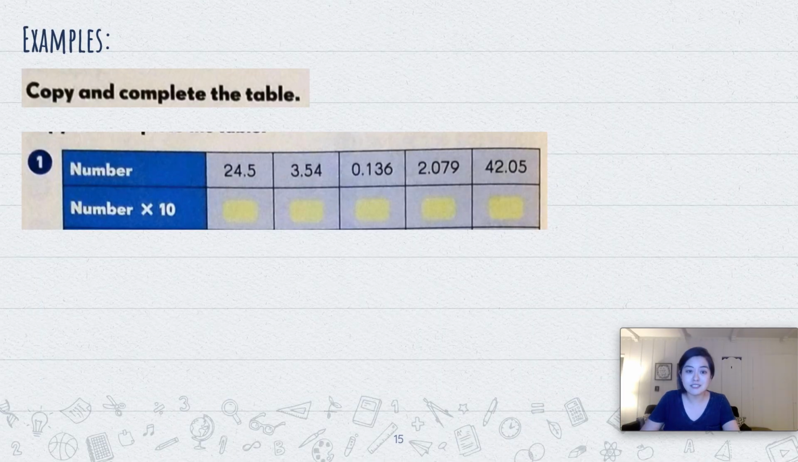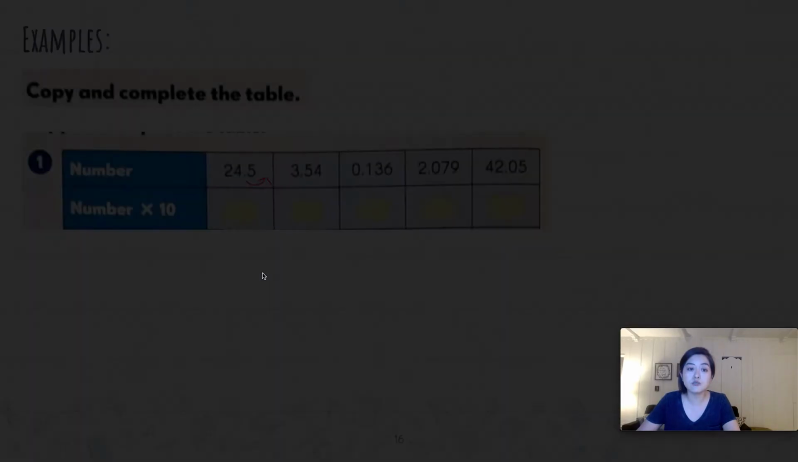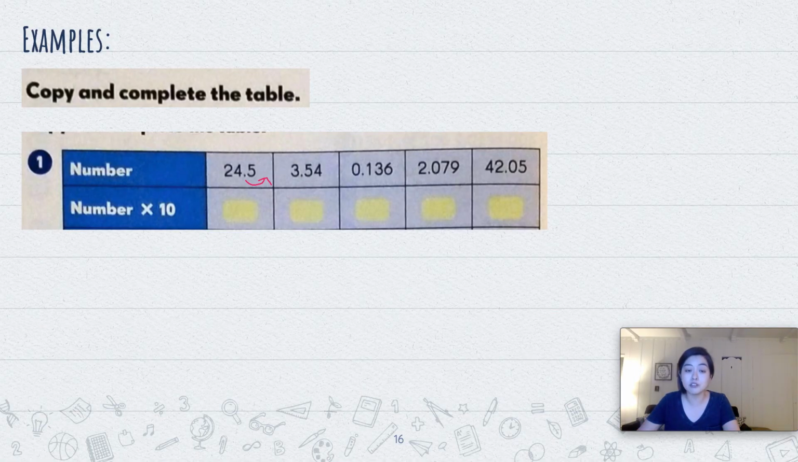So let's look at this example here. We have a table, and we're going to multiply these numbers by 10. We're going to write the answer here in this spot. So look at 24.5. If I multiply it by 10, I'm just moving the decimal point right here. It comes after the 5, so it's 245. What about 3.54? I'm going to move the decimal point one place over, which would be right between the 5 and the 4. So it'll be 35.4.